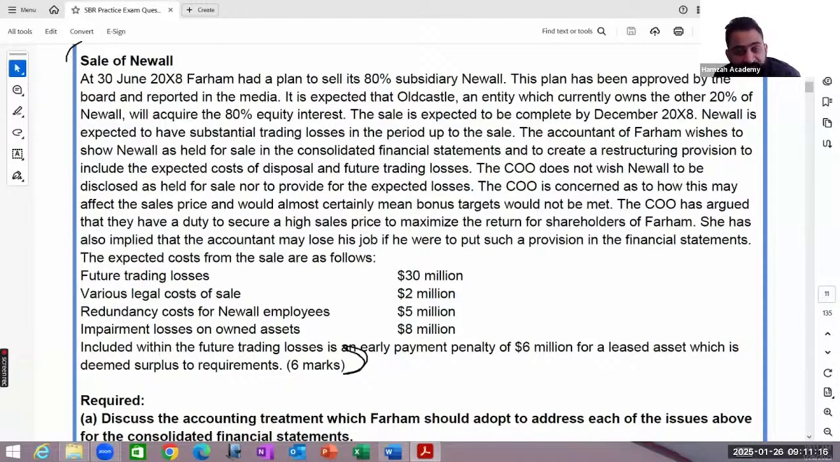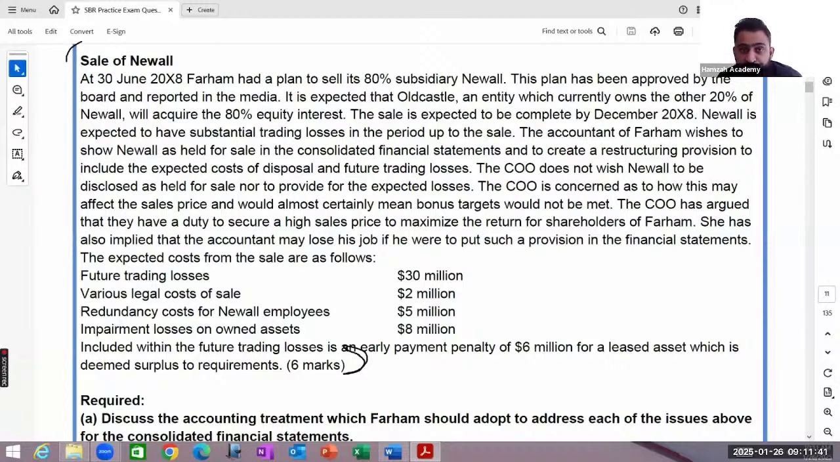The plan has been approved by the board, which means the board is authorized and committed to sell. They have actively started the program, they have located the buyer, and it is expected the sale will be completed within 12 months, by December exit. So the held for sale criteria have been fulfilled, so New Wall can be presented as an asset held for sale, and it should be presented as held for sale.